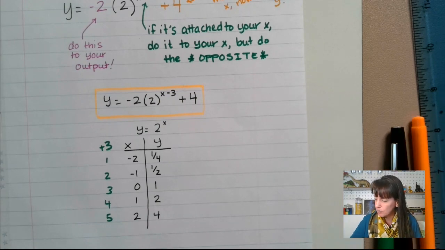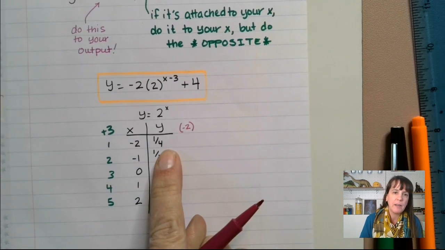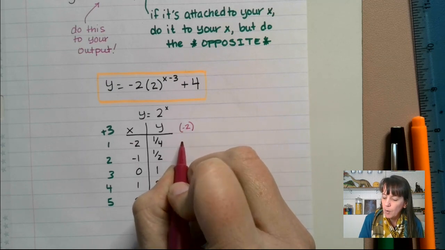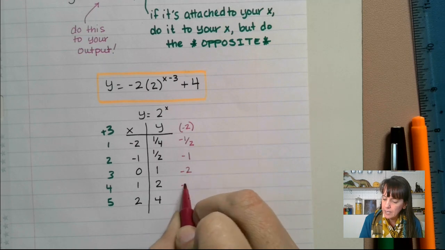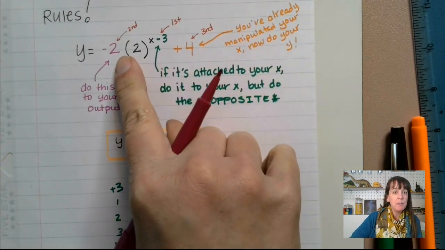I did that in pink, so let's see if I can find my pink. Here we go. We're going to take our y. We're going to multiply it by -2. All right, you may have to do a little side work on this. You're going to get some good fractions practice in here. But we get this, we get -1/2. We get -1, -2, -4, -8. Okay, bam, we've manipulated our output.